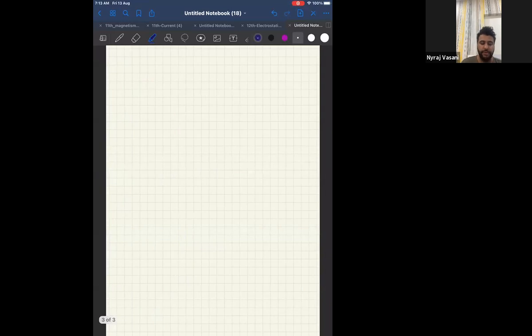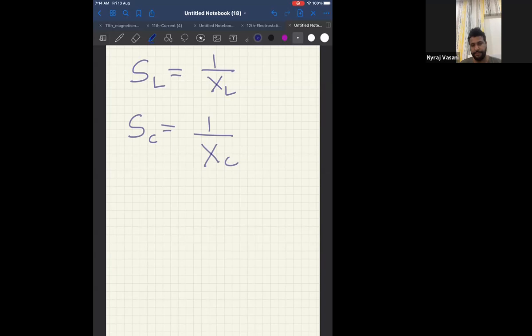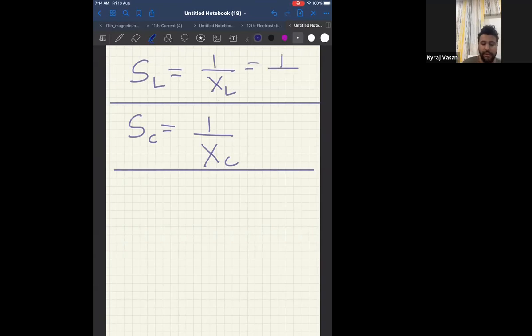Now, if you look at the module, since there are two types of reactance, there will be two types of susceptance also. One will be inductive susceptance and one will be capacitive susceptance. Just check below susceptance itself in the module. Therefore, inductive susceptance is 1 upon inductive reactance and capacitive susceptance is 1 upon capacitive reactance. Susceptance is the reciprocal of reactance, and there are two types of reactance, inductive and capacitive. Therefore, 1 by XL, or it will become 1 by omega L, and here it will be omega C itself, or 2 pi f C.